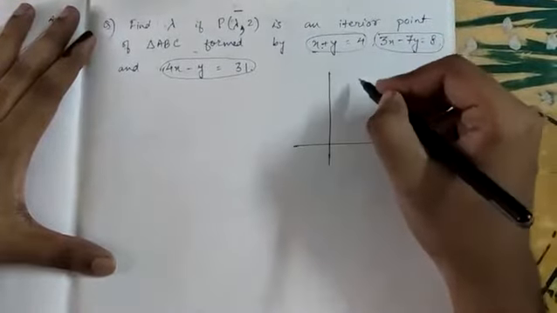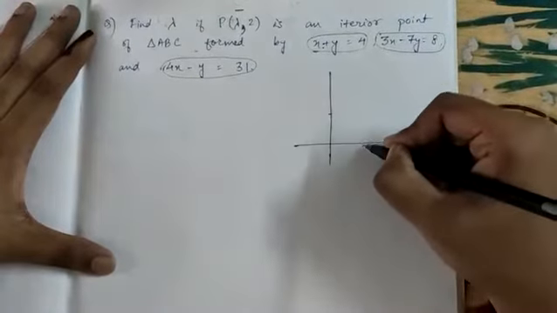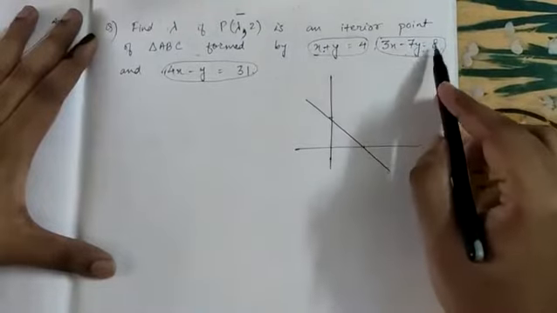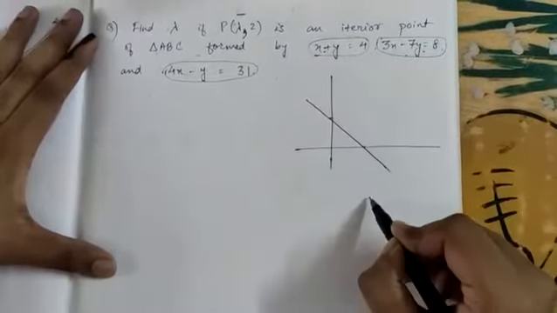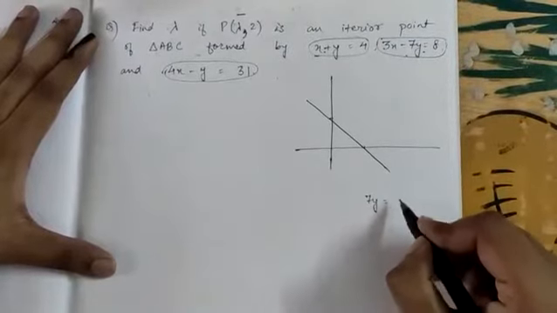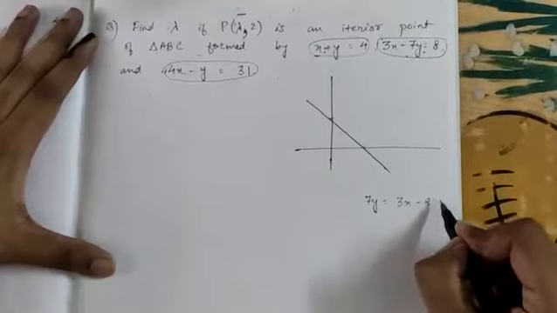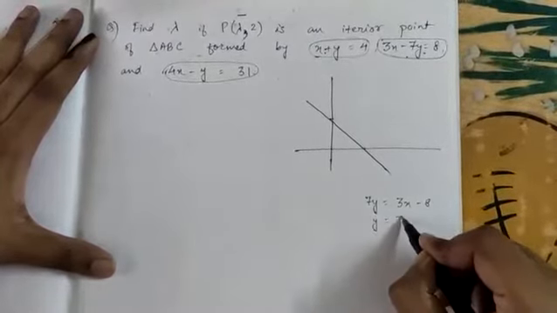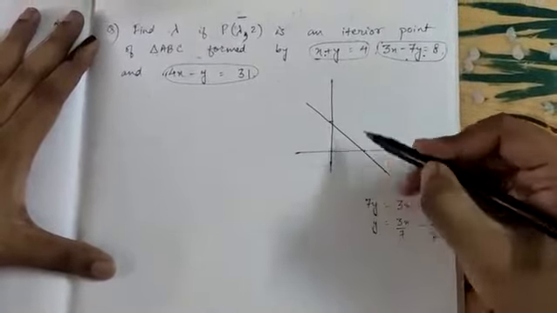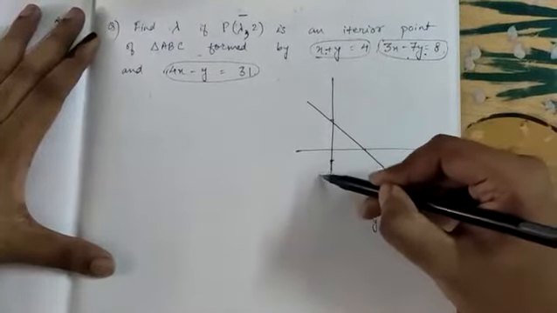x plus y equal to 4 means it will have x and y intercepts as 4 and 4. So let me take it as this. Somehow it will be like this. 3x minus 7y is equal to 8. I can write this equation as 7y equal to 3x minus 8, so y equal to 3x by 7 minus 8 by 7. It will go somewhere from this point and the slope will be like this.